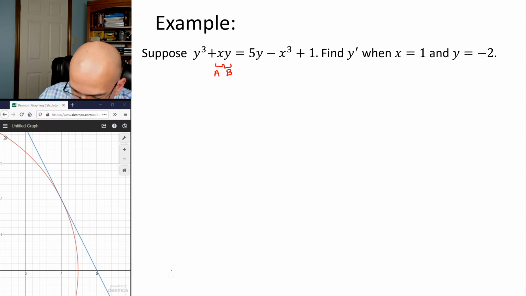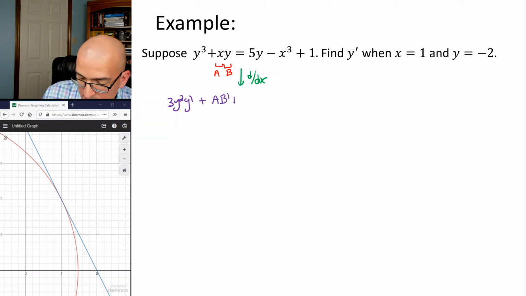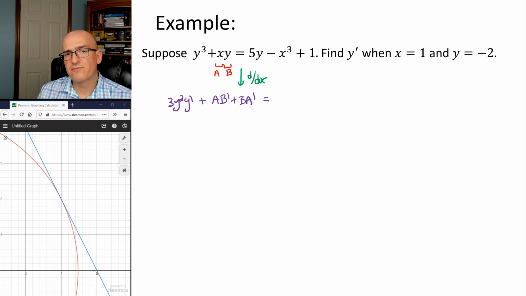So when we take the derivative, we use implicit differentiation and the product rule in all locations where it's necessary. We get 3y squared y prime plus ab prime plus ba prime, which we've already done. We'll do it again. What's the derivative of 5y? It's not 5. It's 5y prime.